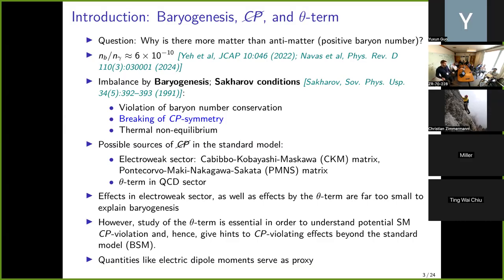Right, and I already mentioned it, one of the proxy quantities that gives us access to the theta-term and measurements of the theta-term is the electric dipole moment of nucleons.